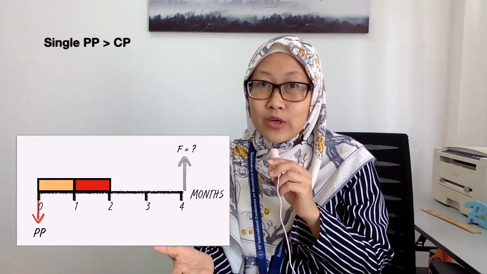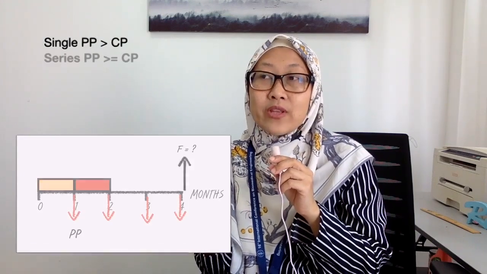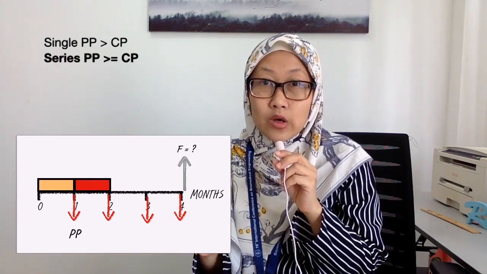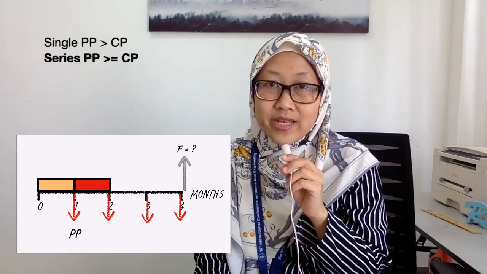Okay, hi guys. So in the previous example, we already looked at how we can solve compound interest for a case of single payment. Now we are going to look at the compound interest example for the case of annual series. The error has become bigger. So how are we going to solve it? Let's check it out.